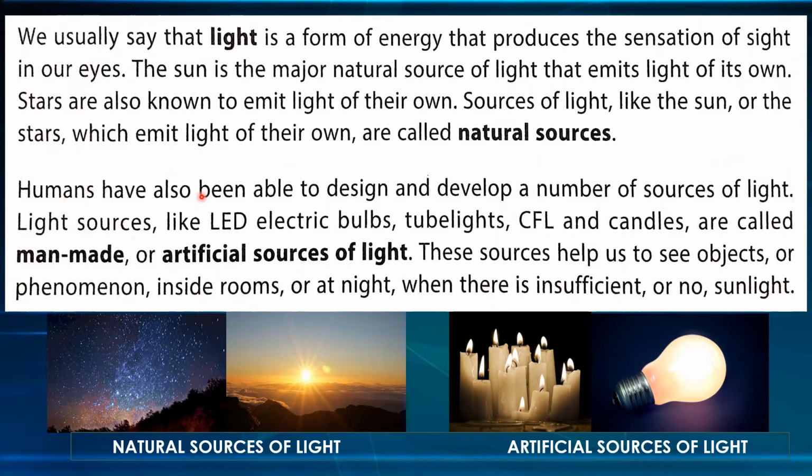Humans have also been able to design and develop a number of sources of light. Light sources like LED, electric bulbs, tube lights, CFL, and candles are the man-made or artificial sources of light. These sources help us to see objects or phenomena inside rooms or at night when there is insufficient or no sunlight.